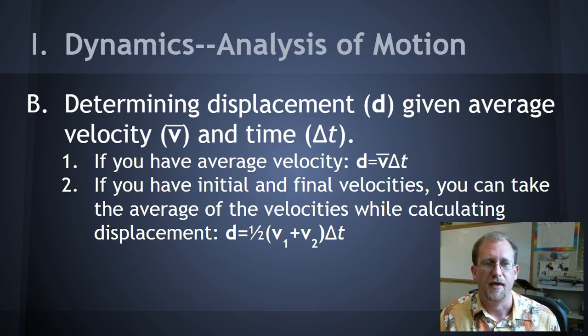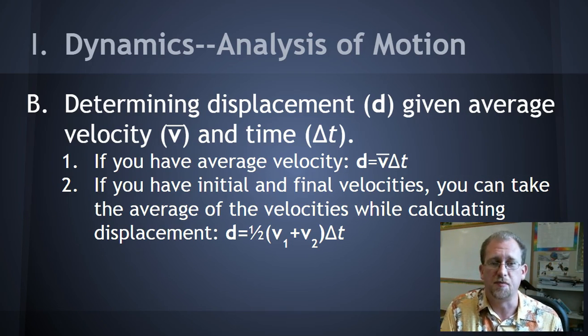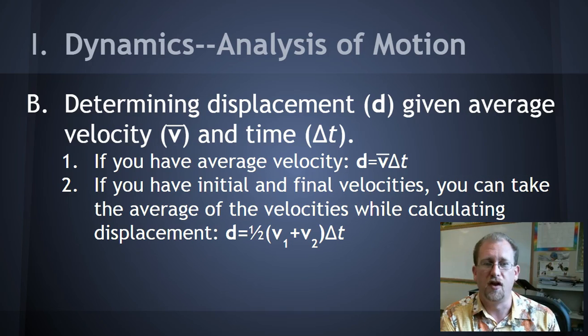Alrighty? Moving on. Determining displacement, given an average velocity and the unit of time. So remember, the bar over the V is the average velocity, and the bold-faced D there is my displacement, not my distance, my displacement.